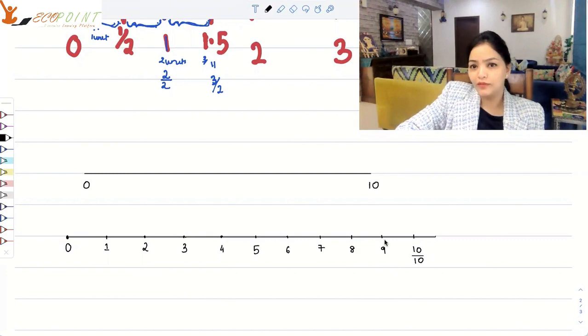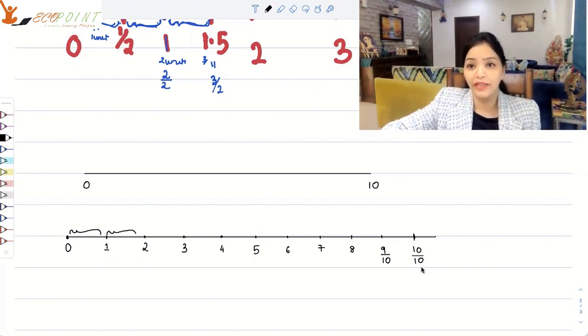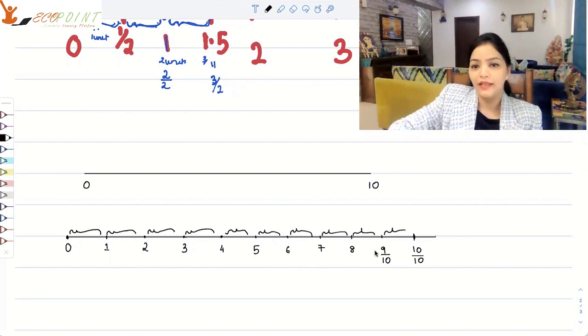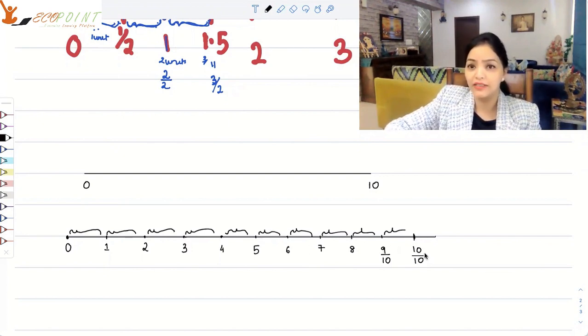If this is 1, then every single distance that you see is a 1/10 part, because what I'm saying is that this position is 10 out of 10 parts. That means I have segmented this line in 10 equal parts, and this is 10 by 10. This entire thing is 1.